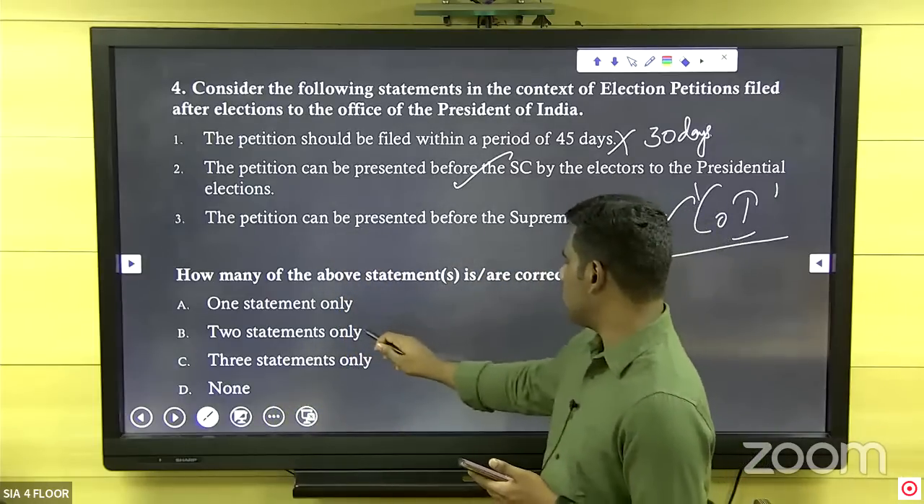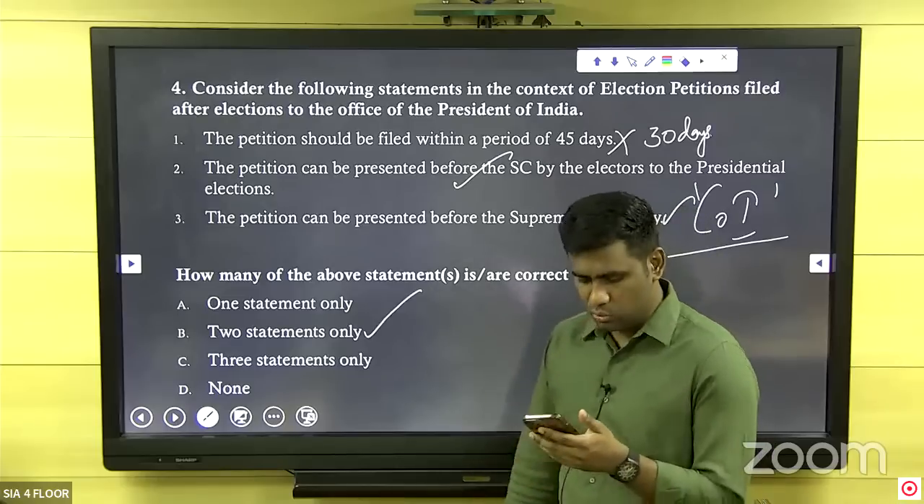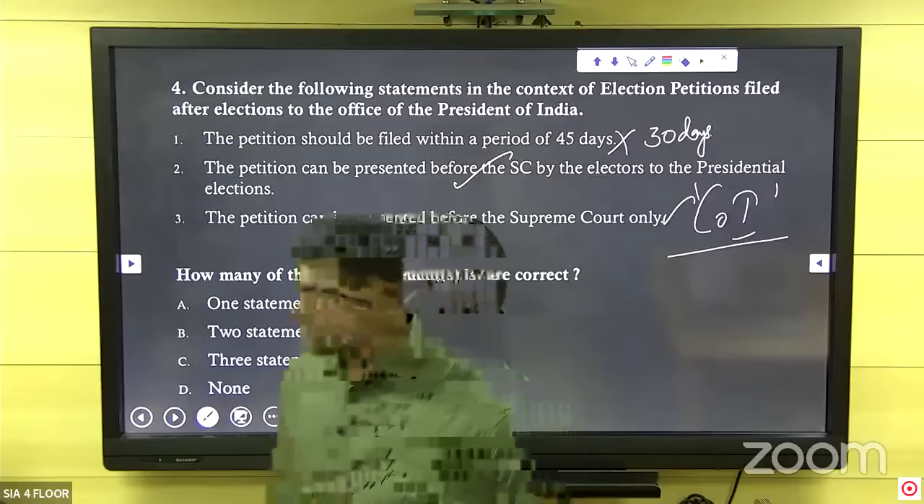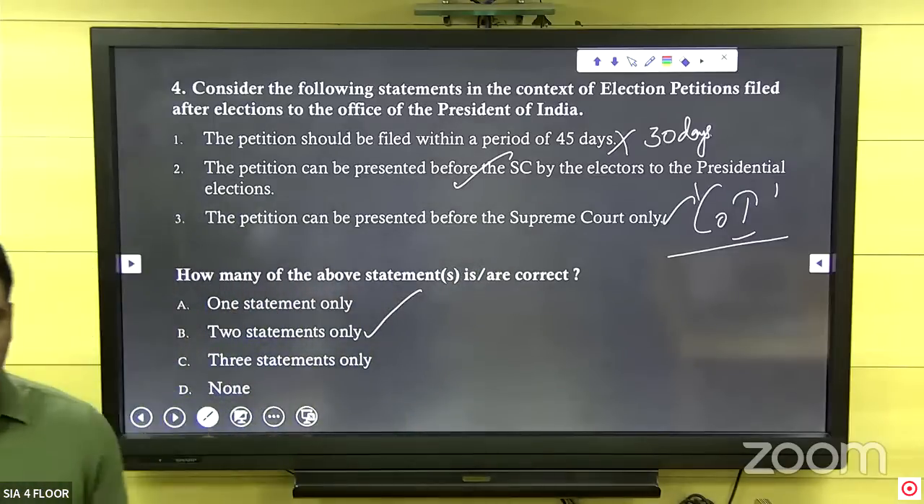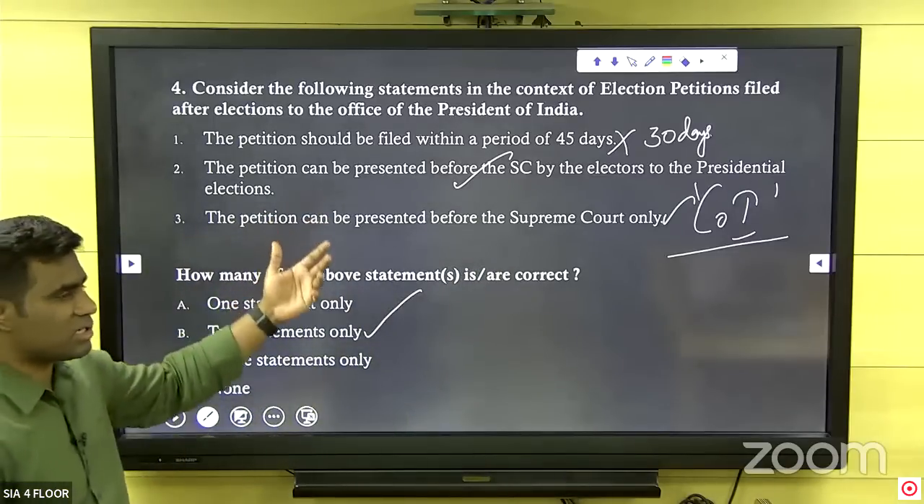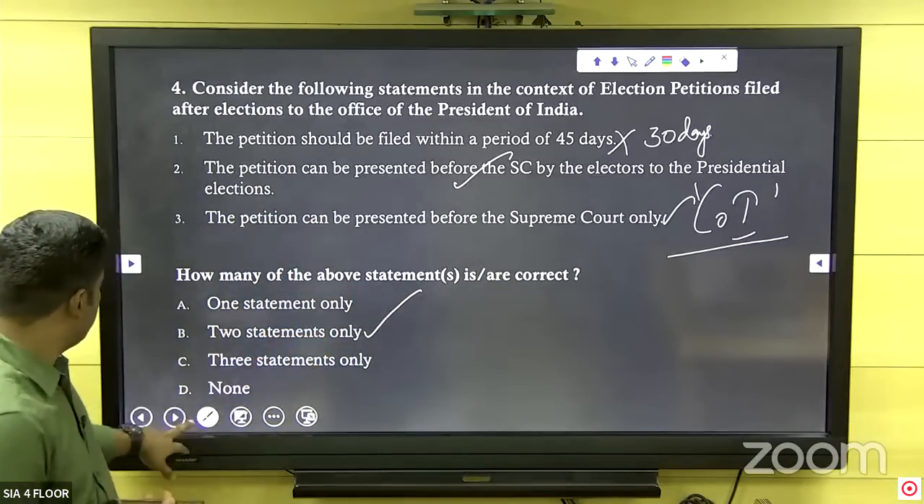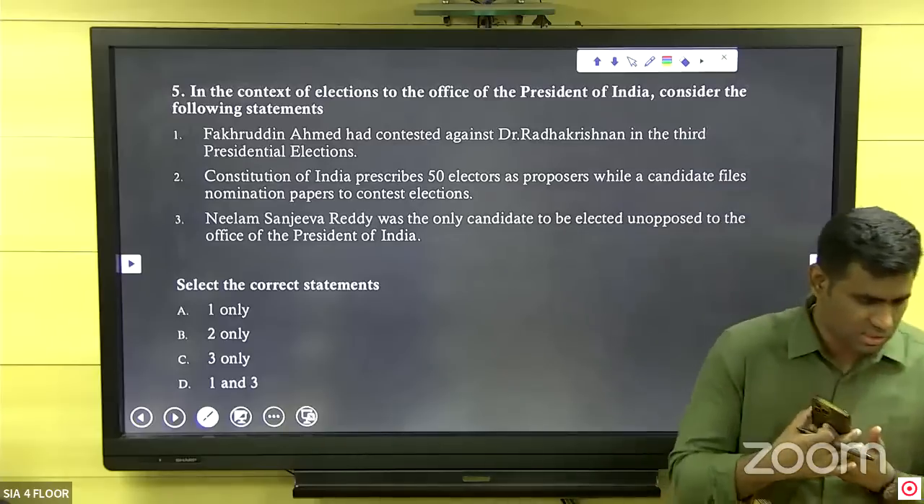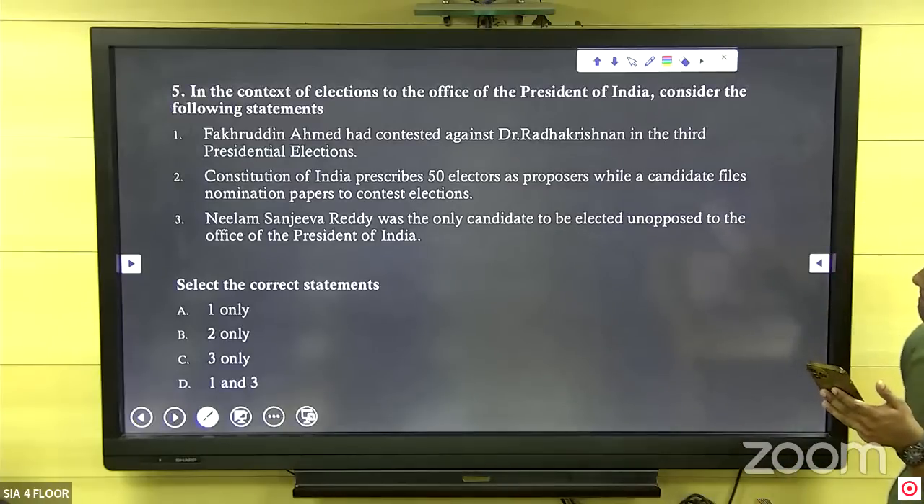So two statements are correct. So two statements only. Option B is the right answer. So this can be one way of how UPSC can make the question regarding presidential election slightly on the difficult side. So now we move on. Let's see how many can get this question right.